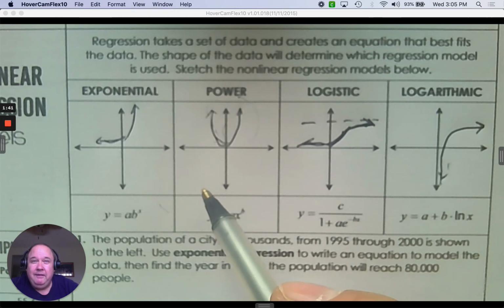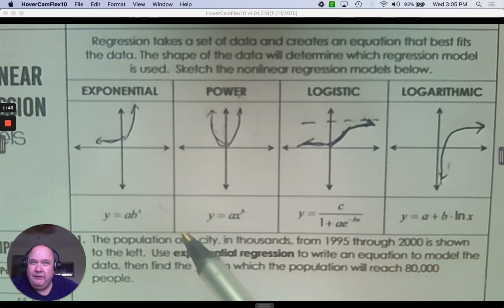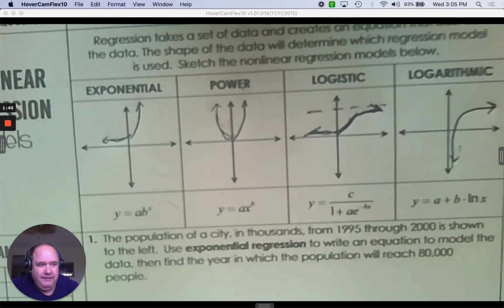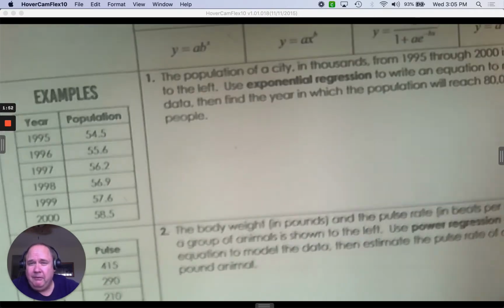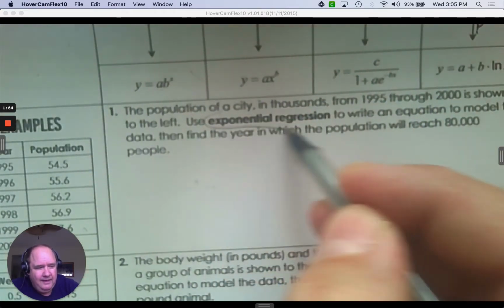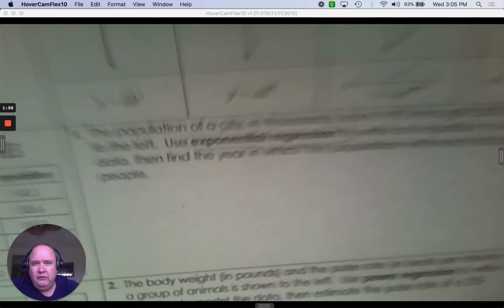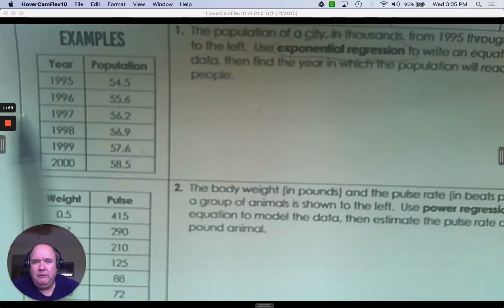Now, it's going to be a Desmos lesson, so we are definitely going to need Desmos for every question when we do this. The population of a city from 1995 to 2000 is shown to the left. So we have a table of values, and it tells you the type of regression to use. So it says use an exponential regression.